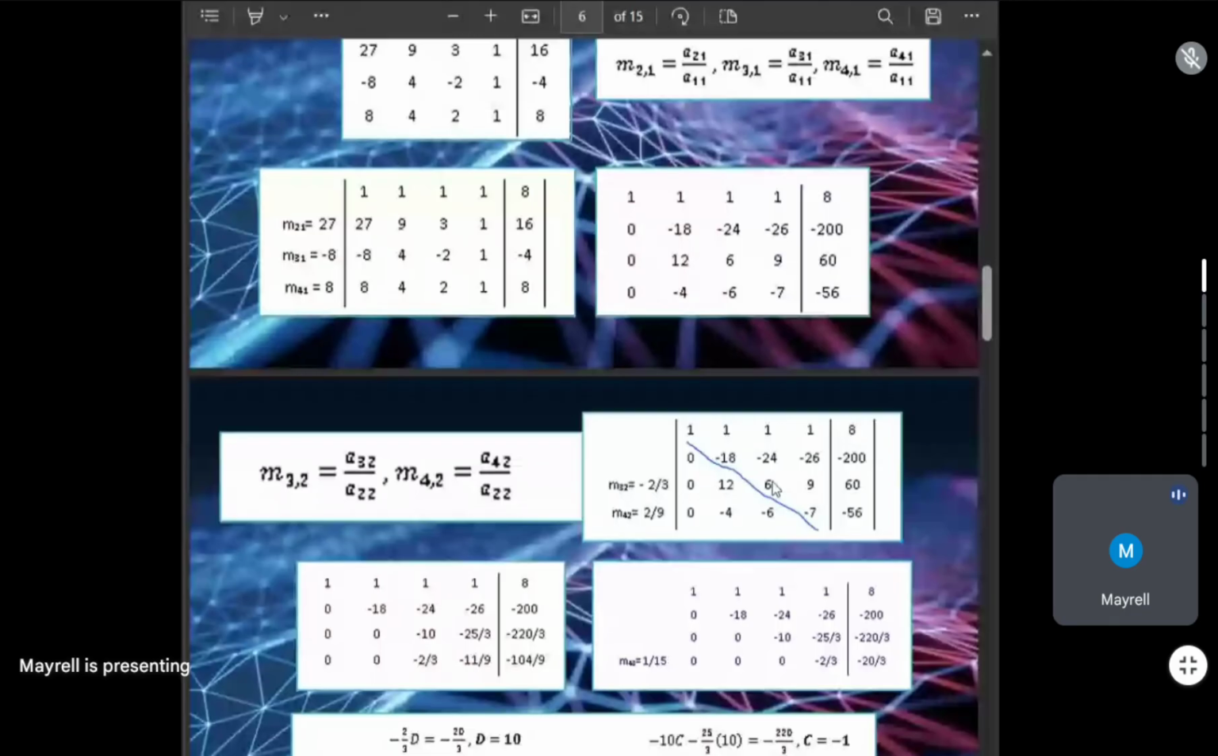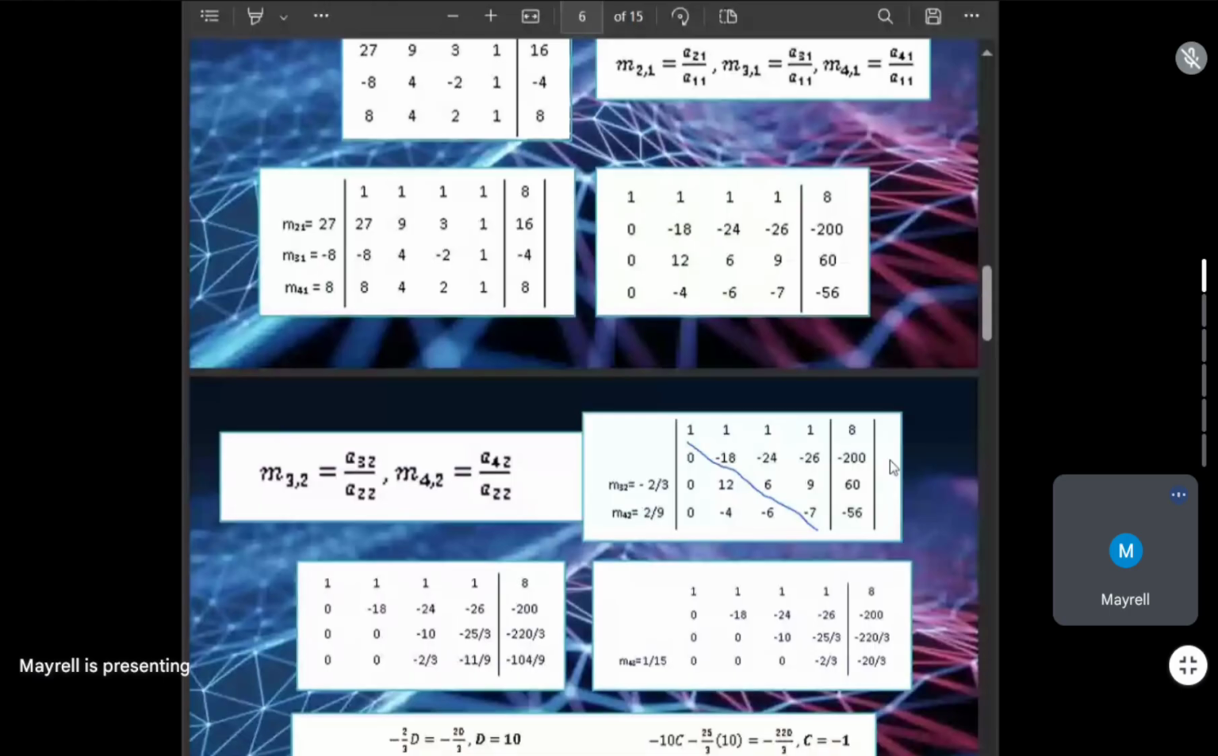Then 9 minus negative 2/3 times negative 26. You have negative 25 over 3. Then 60 minus negative 2/3 times negative 200. You have negative 220 over 3. So that's for the third row.